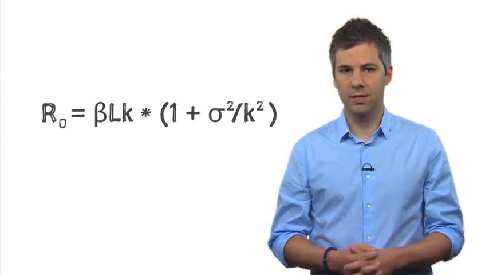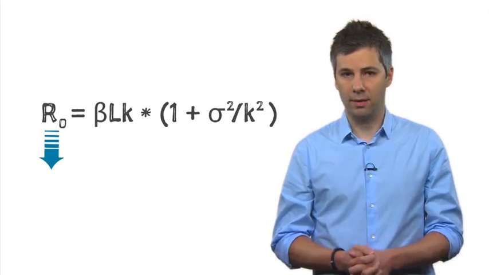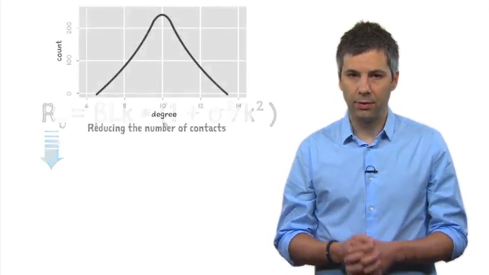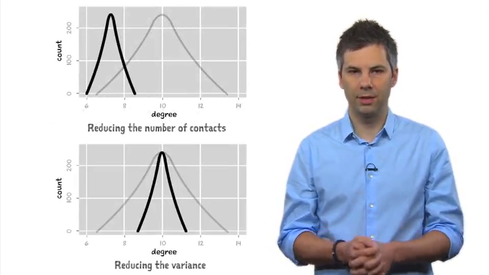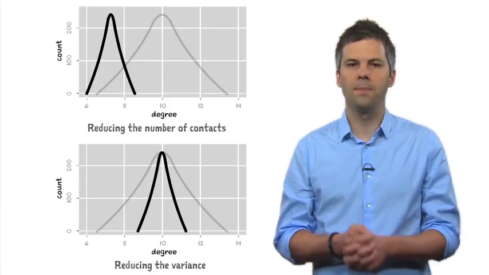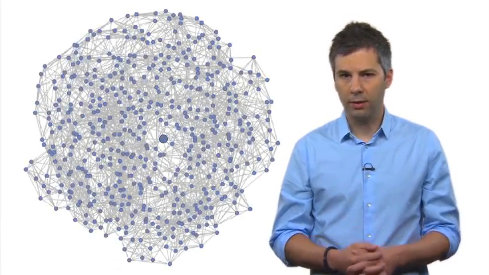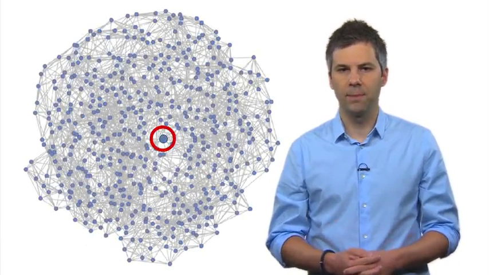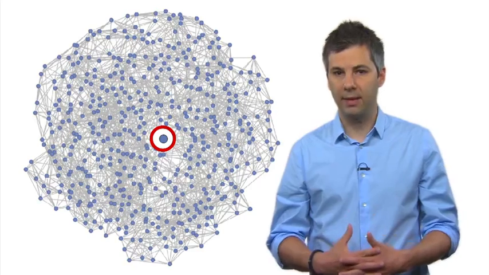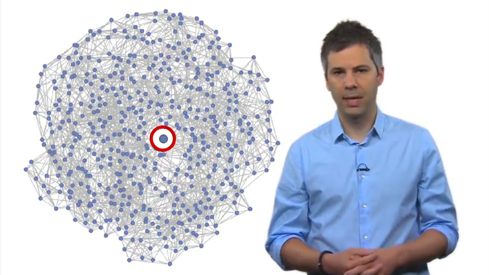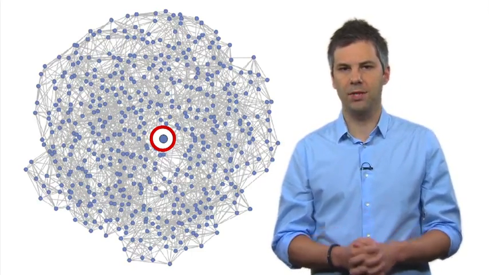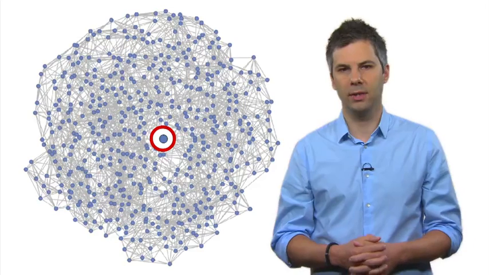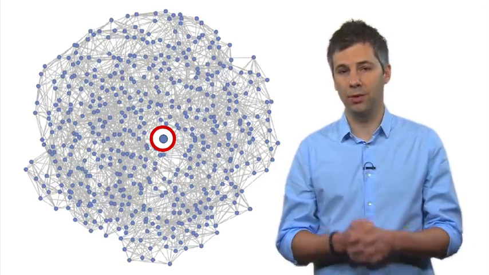Controlling the spread of disease means to reduce its R0. We can now understand that reducing the number of contacts or reducing the variance in the degree distribution are both ways of reducing R0. An efficient strategy is to target nodes with very high degrees and to somehow protect them from getting and spreading the disease. This strategy is efficient because it reduces both the average degree and the variance in the network, and by doing so, it reduces R0.